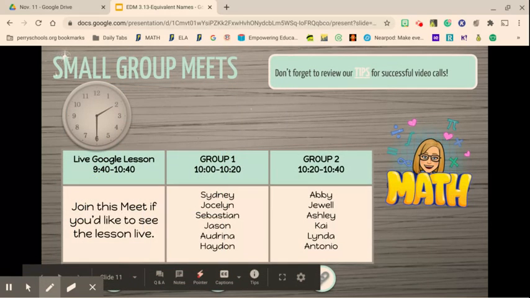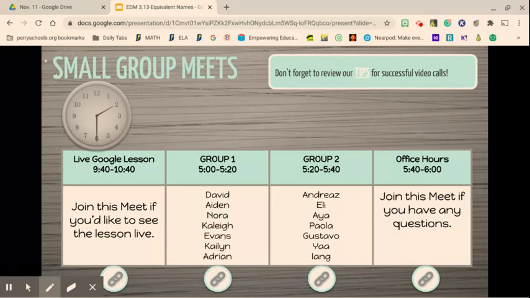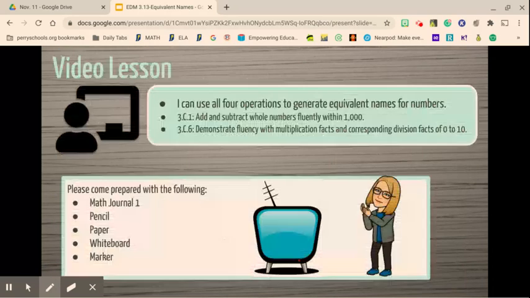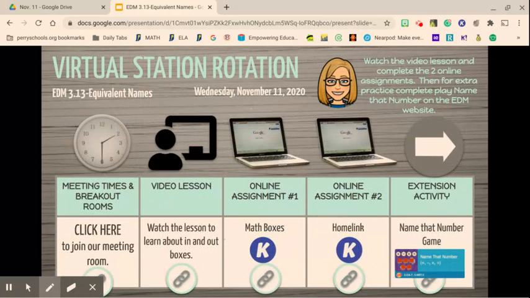All right, so let's recap what we have to do. We are going to be finishing up that page in your book, but then you're also going to be doing math boxes in your Cami page in Canvas. You're going to be doing a home link in Canvas, and then you will be playing Name That Number.